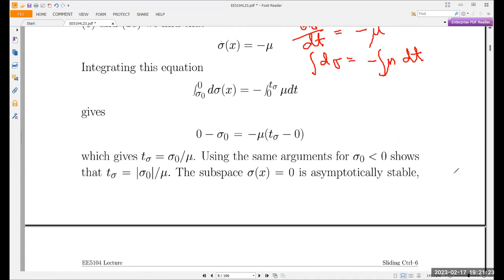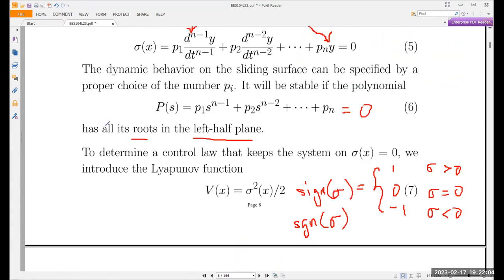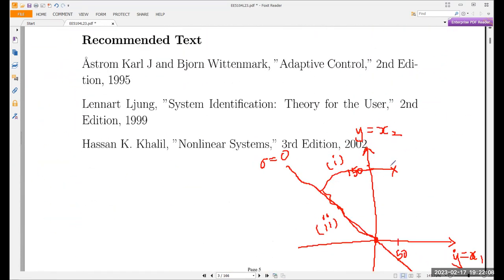So if we derive this formula using sigma naught positive, you can re-derive using sigma naught negative. You find that it's trivial, and the final formula would be T. The time to reach sigma equals to 0 is actually given by this formula, sigma 0 over mu. So in other words, for our example, sigma was 200. If we choose mu as 10, it takes 20 hours. So I'll go back to our example. How long does it take to go from here to here?